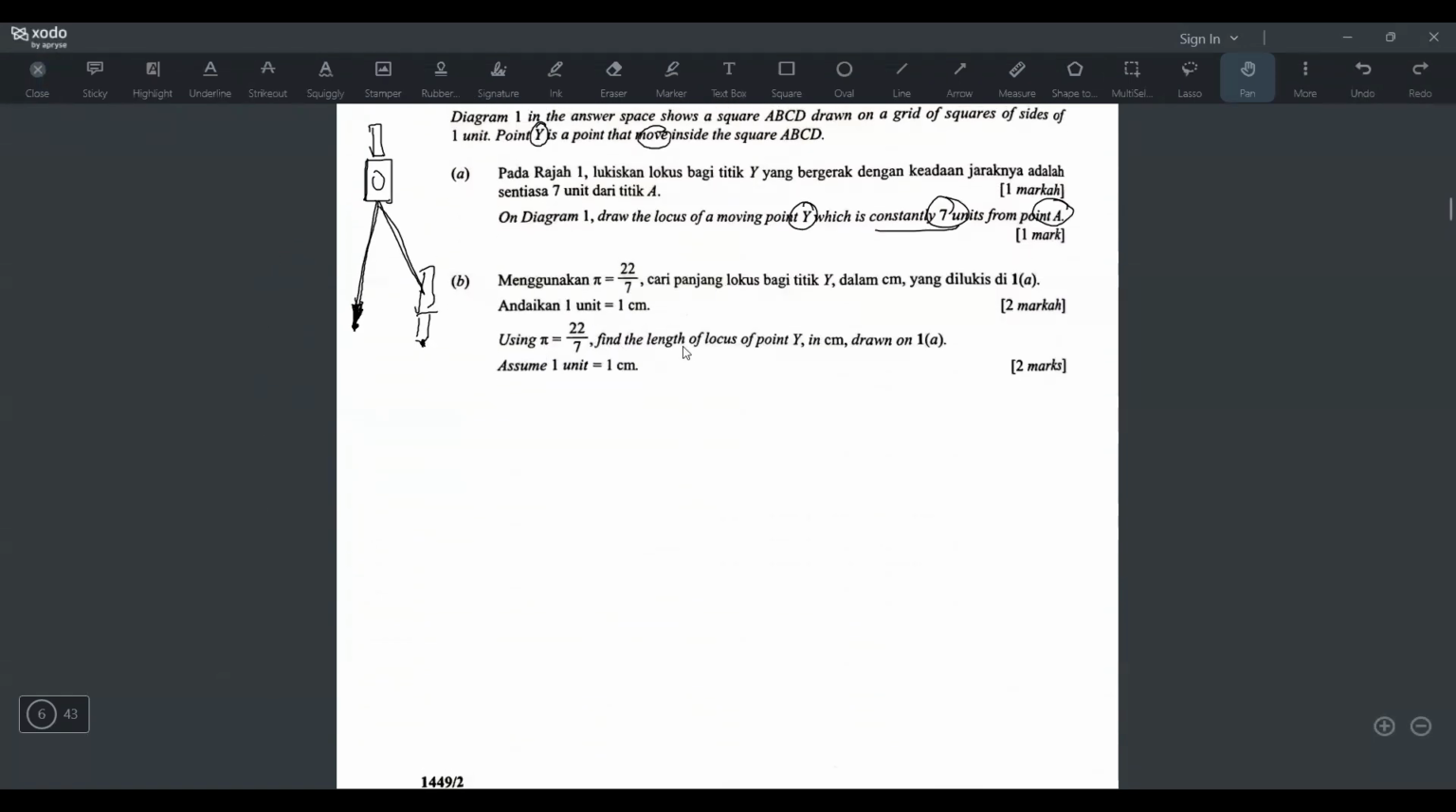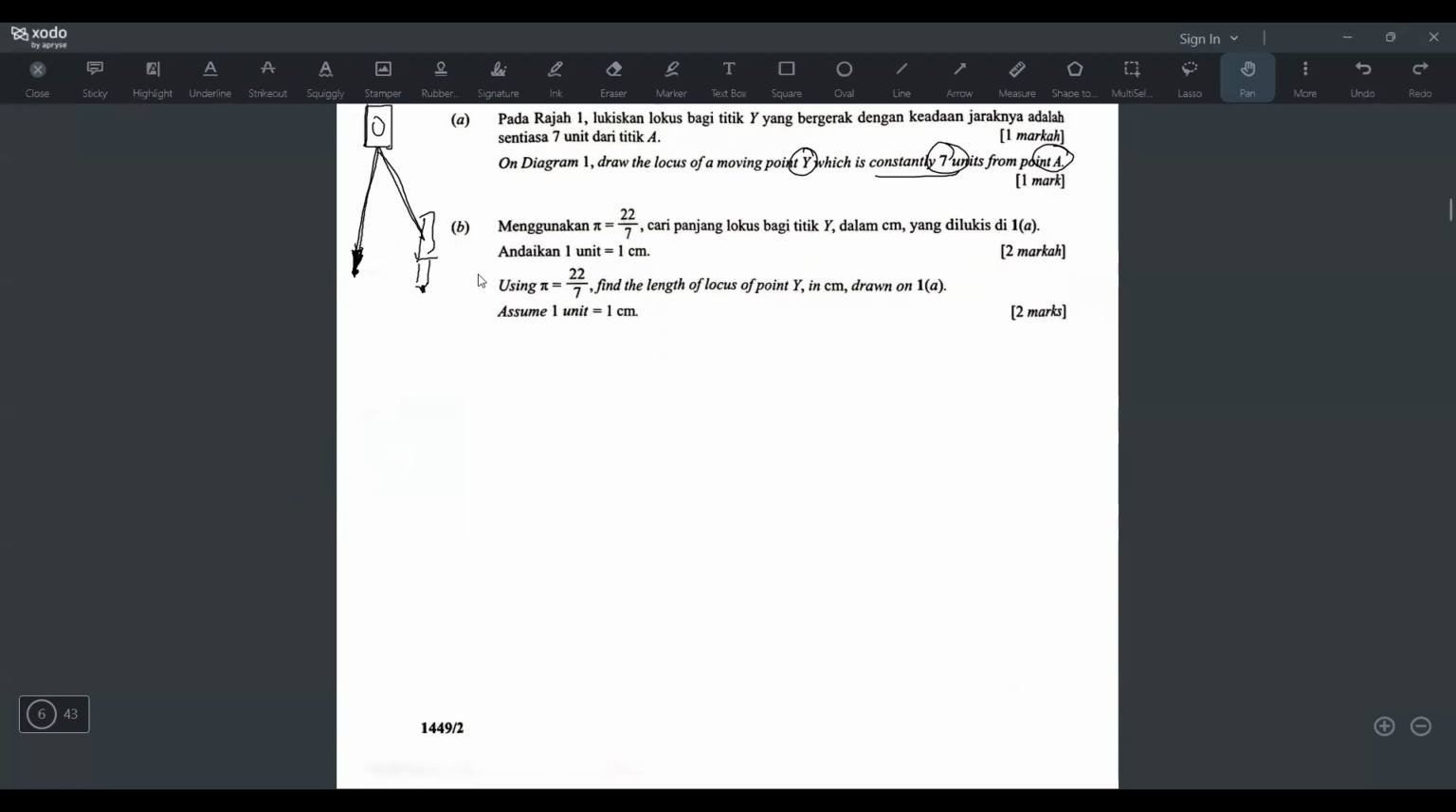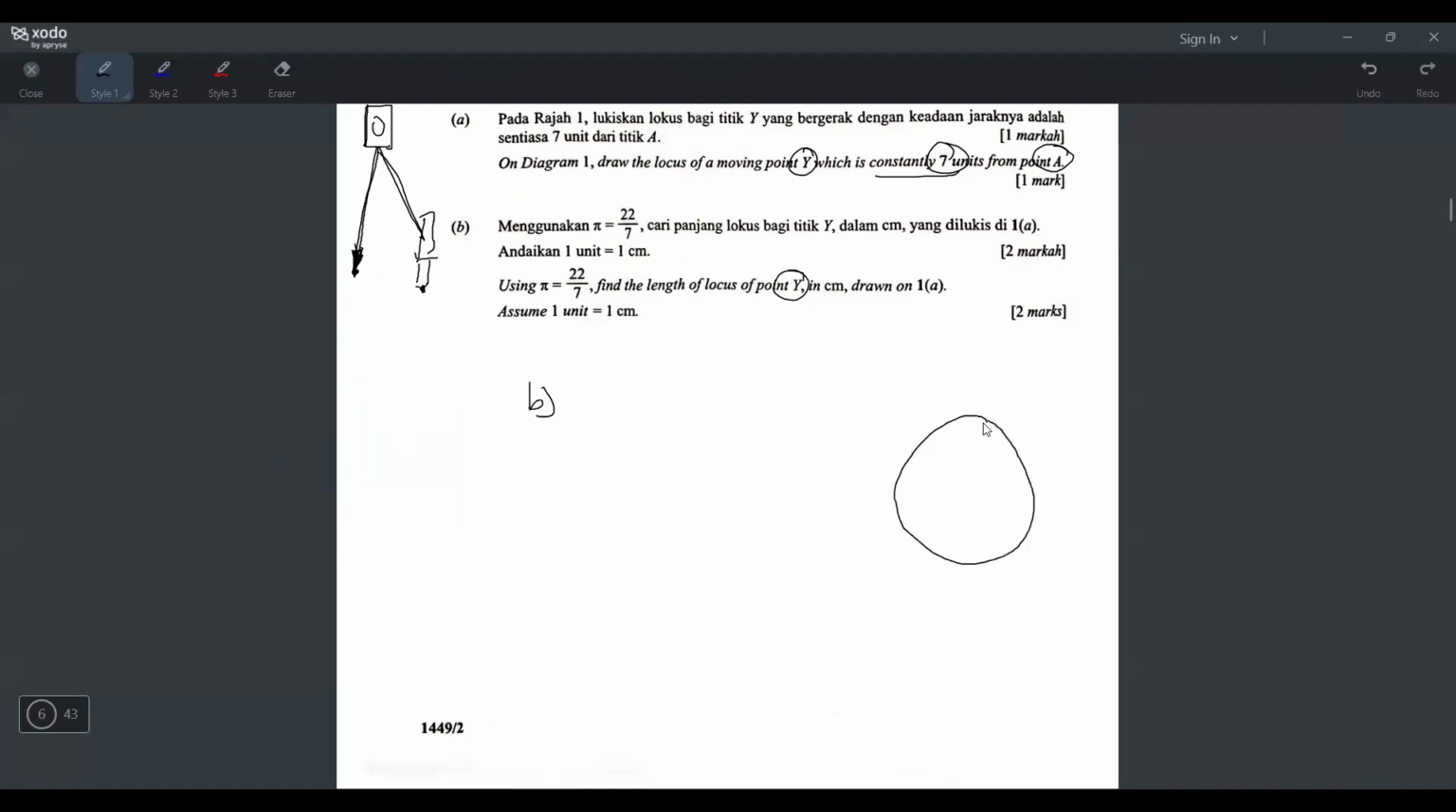Now I want to continue with B. Using pi as 22/7, find the length of locus Y drawn in 1A. Assume 1 unit is 1 cm. Okay, they are asking you to find the length of Y. We already know that Y is actually a circle.